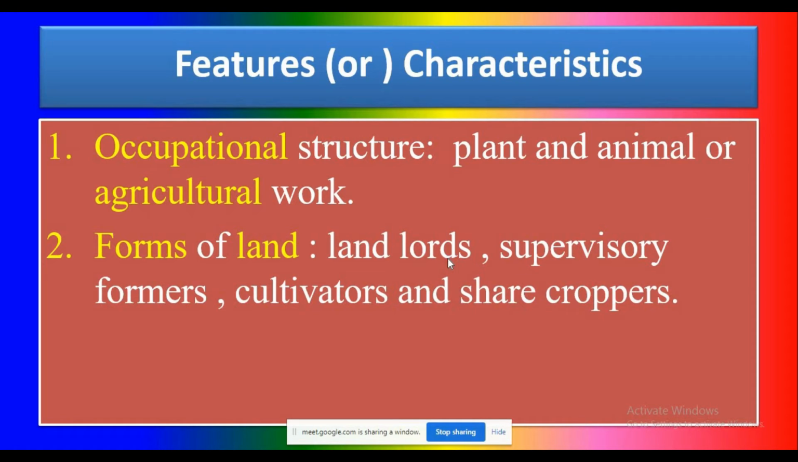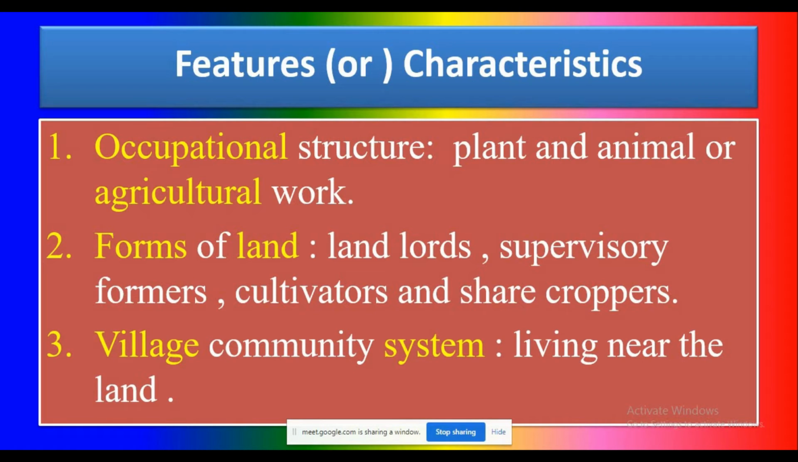Landlord means one who has acres of land. Supervisor farmer is one who supervises the agricultural work. Cultivators cultivate or grow the plants. Then sharecroppers are those who collect the yield from the agricultural field.